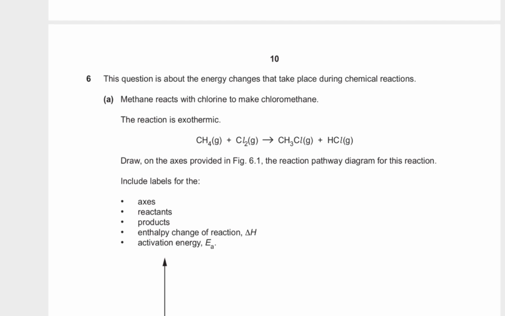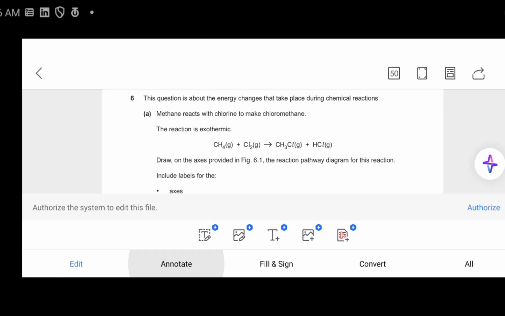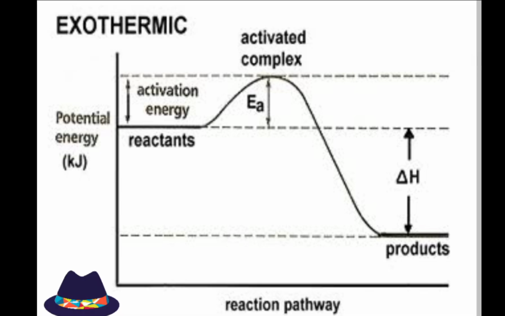As we know, it is mentioned here that the reaction is exothermic, so that means heat is released from the system. So when heat is released, the product will be at a lower energy level as compared to the reactant. So the straight line of reactant, and then the particles collide and cross the activation energy, and then the energy drops and the product is formed.